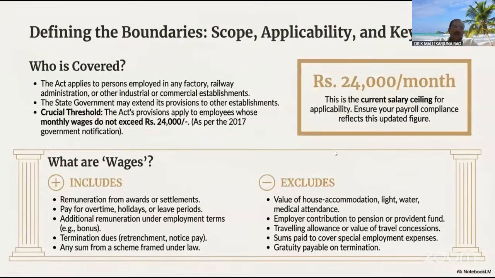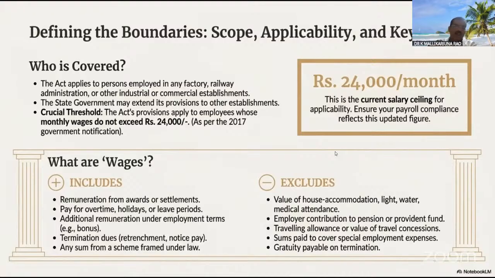Then who is covered? As per this Act of 1936, the Payment of Wages Act applies to persons employed in a factory, railways, or administrative establishments other than industrial or commercial establishments. The state government may extend its provisions to other establishments as per its own purview. This Act applies to employees whose monthly wages do not exceed 24,000, as per the new notification given in 2017. So the ceiling here is 24,000 per month.